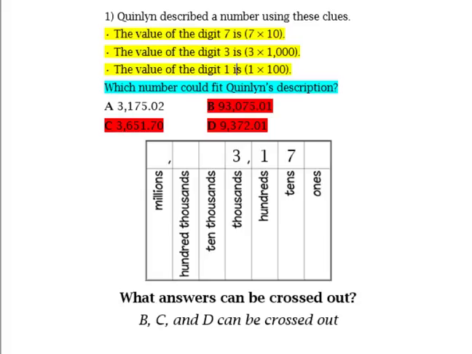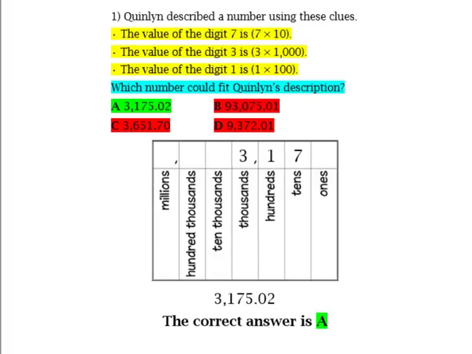There's actually a 9. And just like that, we have increased our chances of getting the correct answer by just taking a moment and crossing out the answers that are incorrect. And we only have one answer left, which is great. That means that A is the correct answer, 3,175.02. And if you'll notice, yes, there's a 3 in the thousands place, there's a 1 in the hundreds place, and there's a 7 in the tens place.